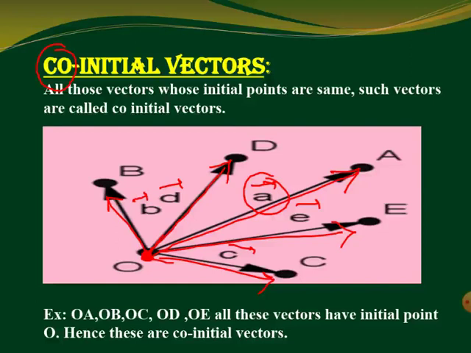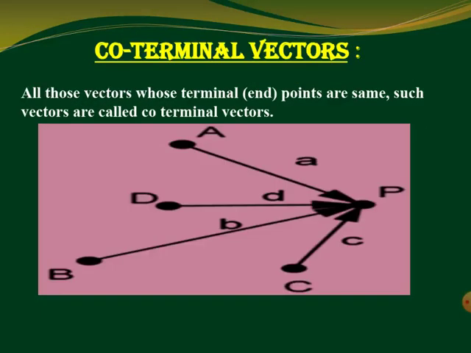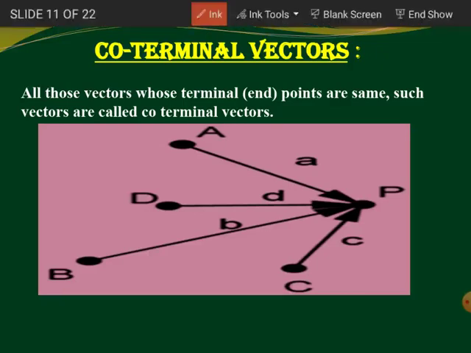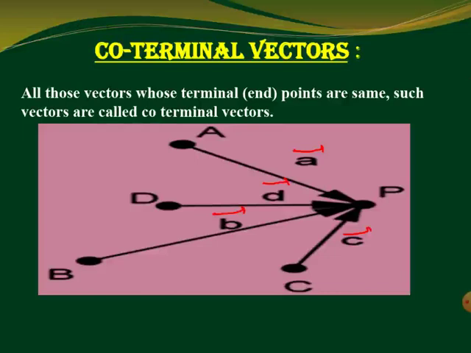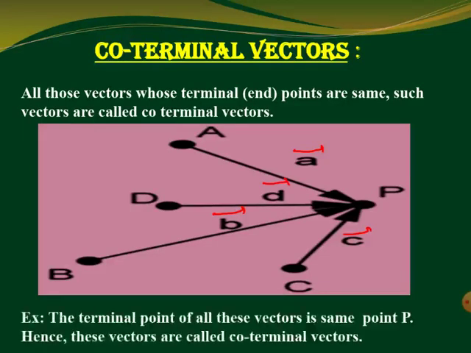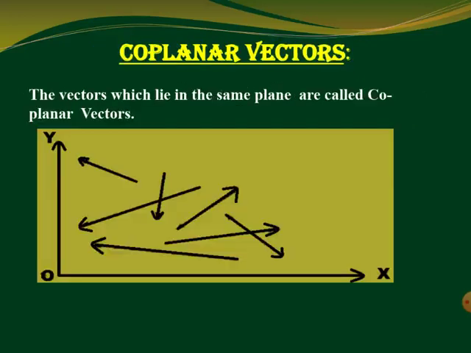Two or more vectors, if they have the same initial point, are known as co-initial vectors. Next is coterminal. Likewise, if two or more vectors have the same terminal point, then those vectors are known as coterminal vectors. These are all vector quantities. Got it? Yes, those vectors with the same terminal point are known as coterminal vectors.